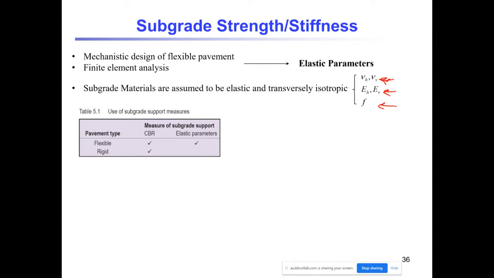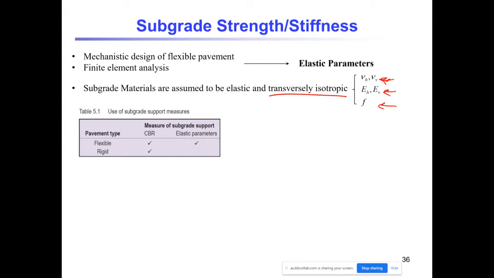For subgrade materials and in general for unbound granular materials, the behavior that you need to consider is elastic and transversely isotropic. It is not isotropic. The behavior is anisotropic, and in particular transversely anisotropic. Generally this anisotropic behavior is because of the sedimentation process. So let me explain what it means, this transversely isotropic.